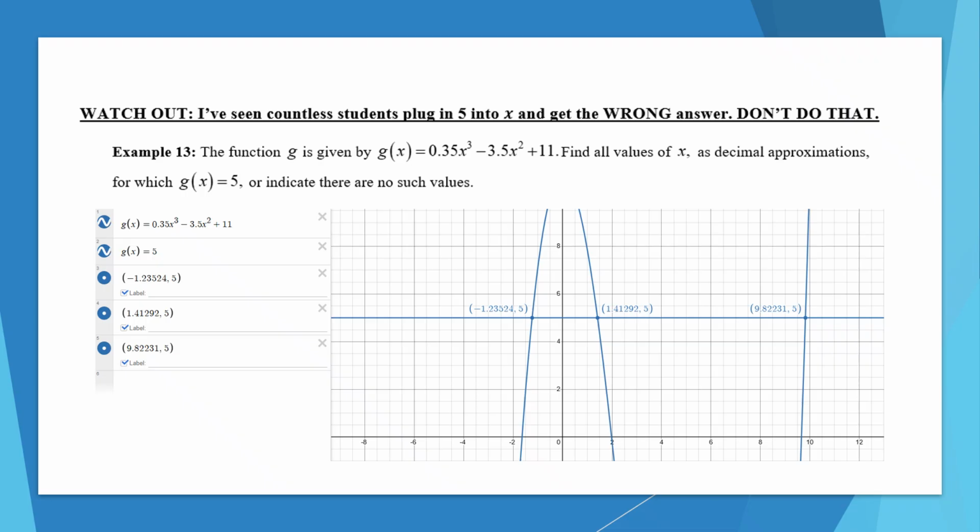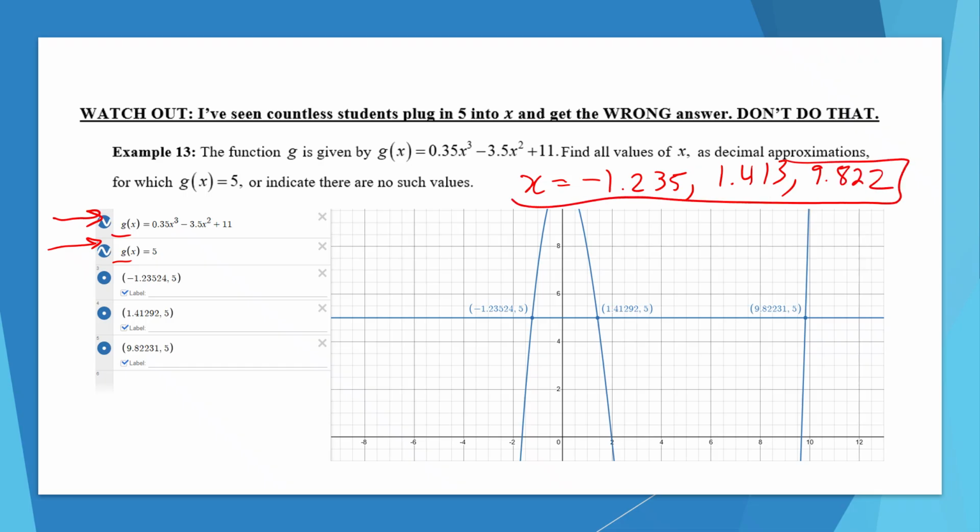This is what it should look like here. So notice how I typed in both equations verbatim, even with that g of x part. It will always work. And then we're going to get our answer of x equals negative 1.235, 1.413, and then 9.822. That should be our answer for example 13.